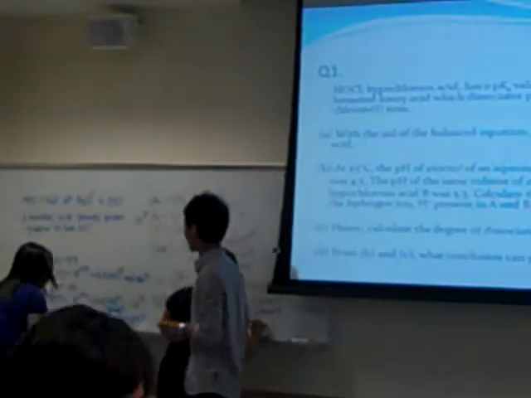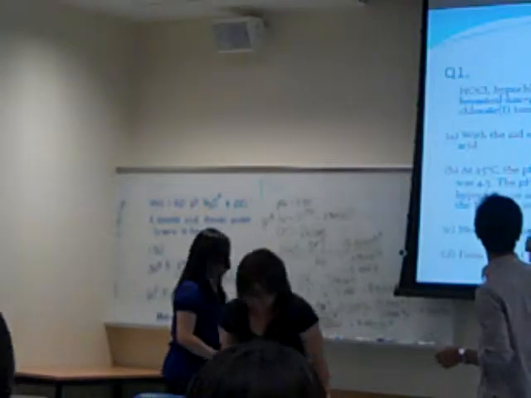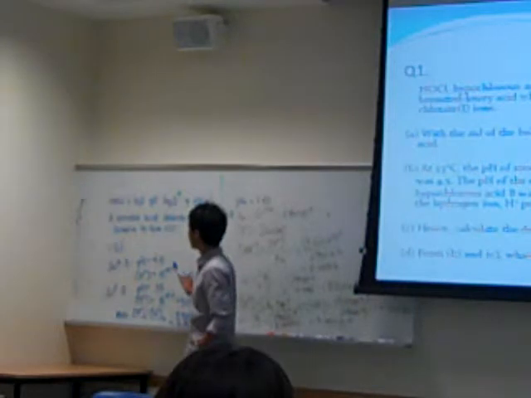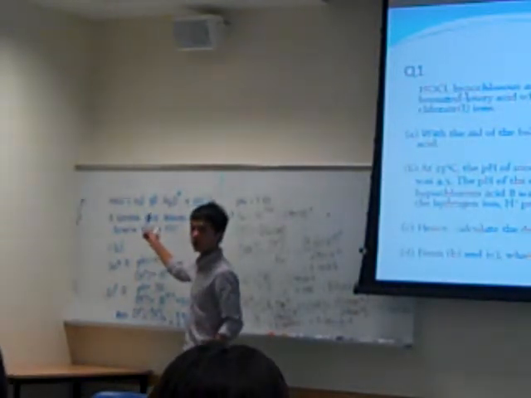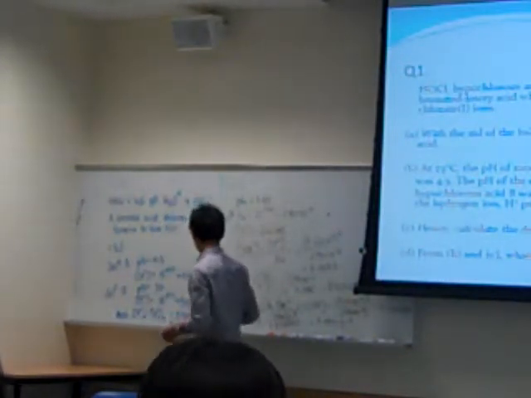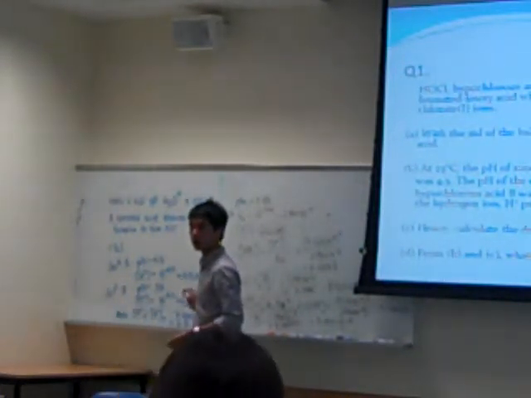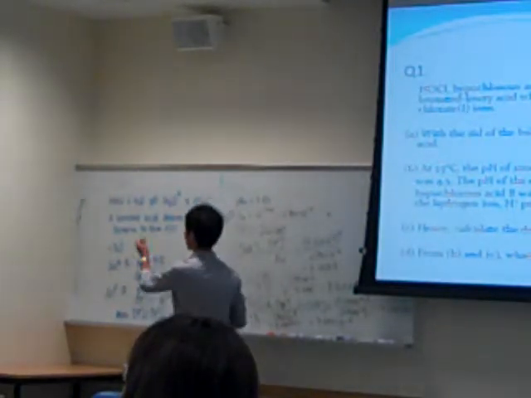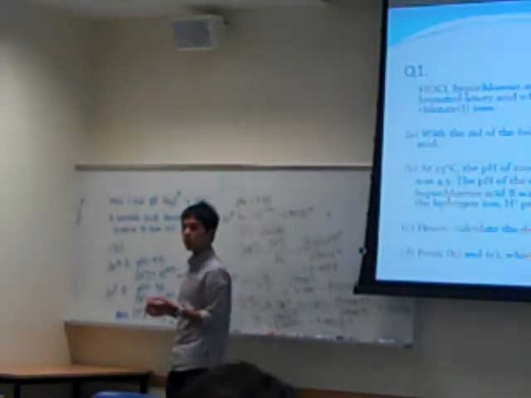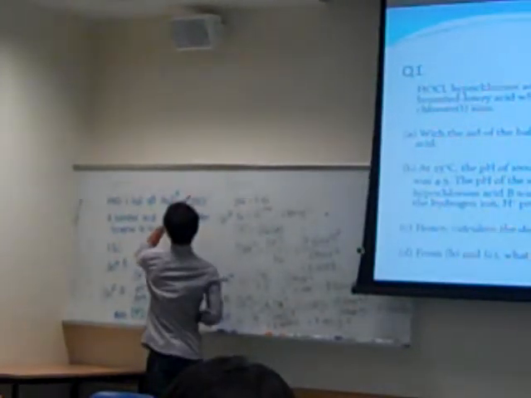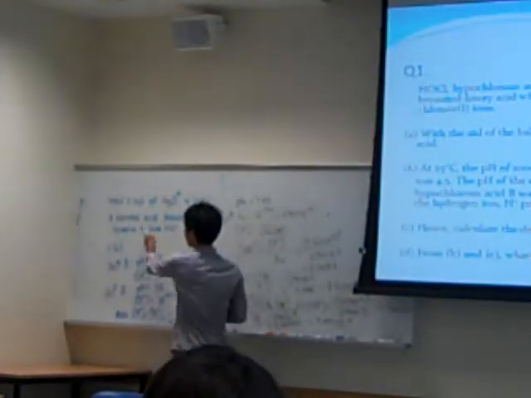Okay, can we look at 1A first? With the aid of the balanced equation, explain the characteristic acid. So in this case, can I get Genji, can you tell me which of it is the Bronsted acid in this equation here? Yeah, okay, why do you call it acid? Because it provides a proton and becomes OCl minus. So water is acting as a base.